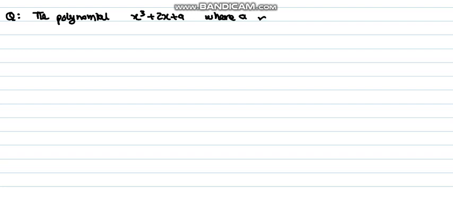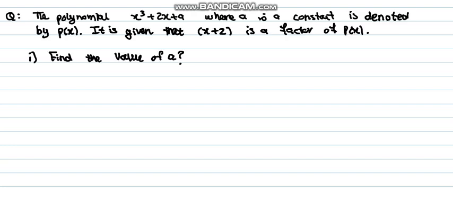Let's see another question. The question is, the polynomial x cubed plus 2x plus a, where a is a constant, is denoted by p of x. It is given that x plus 2 is a factor of p of x, find the value of a.